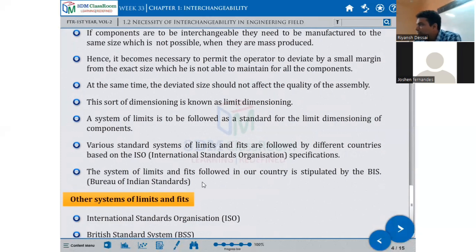Now, since we live in India, we are following our Bureau of Indian Standards, BIS standard. That is what we follow. But if you go to Germany, they will follow their standard. If you go to America, they will follow their standards. American Standard Society already exists. If you want to buy their standard, you have to pay a lot of money. If you go to Europe and all, they will follow the British standard.